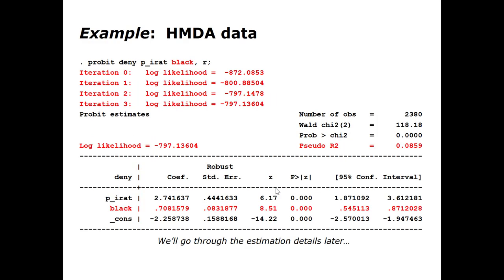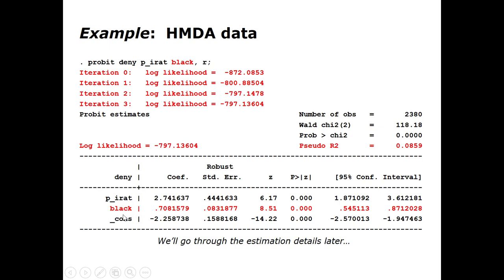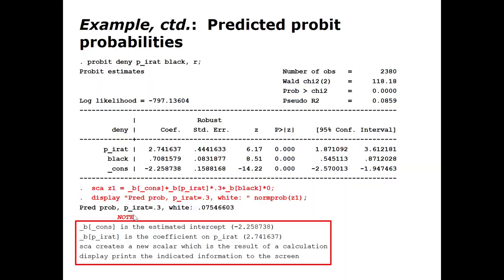So I'm going to skip this. This is just a new variable added here, when we added x2, and it turns out this is the race variable, so the black. So I'm going to skip that too.